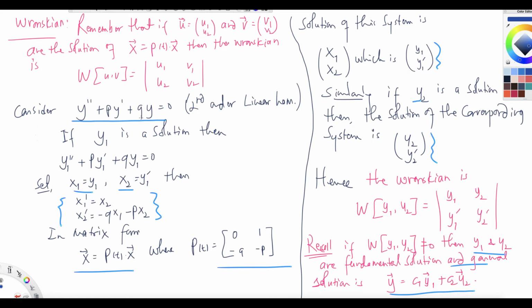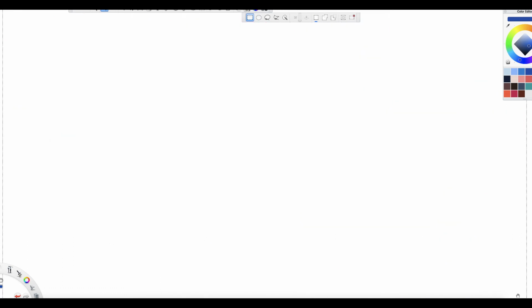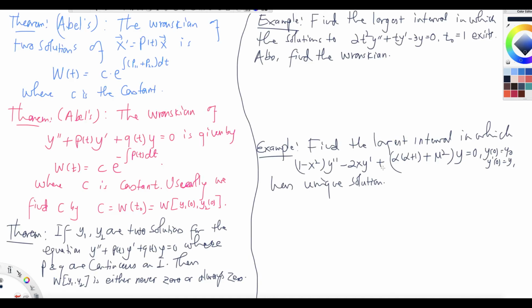Now I'm going to give you the statement of a theorem. If you want to see the proof, you can look at the book; it's just a short proof. This theorem gives an alternative way to find the Wronskian of a second order linear homogeneous equation. That theorem is called Abel's theorem.